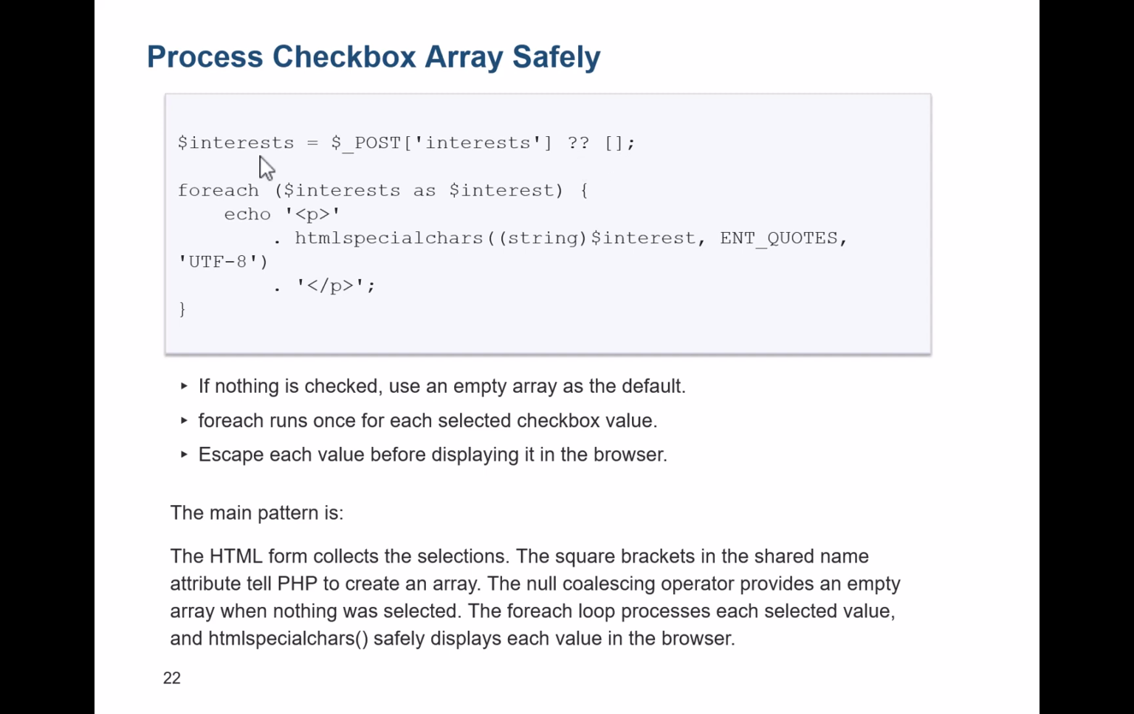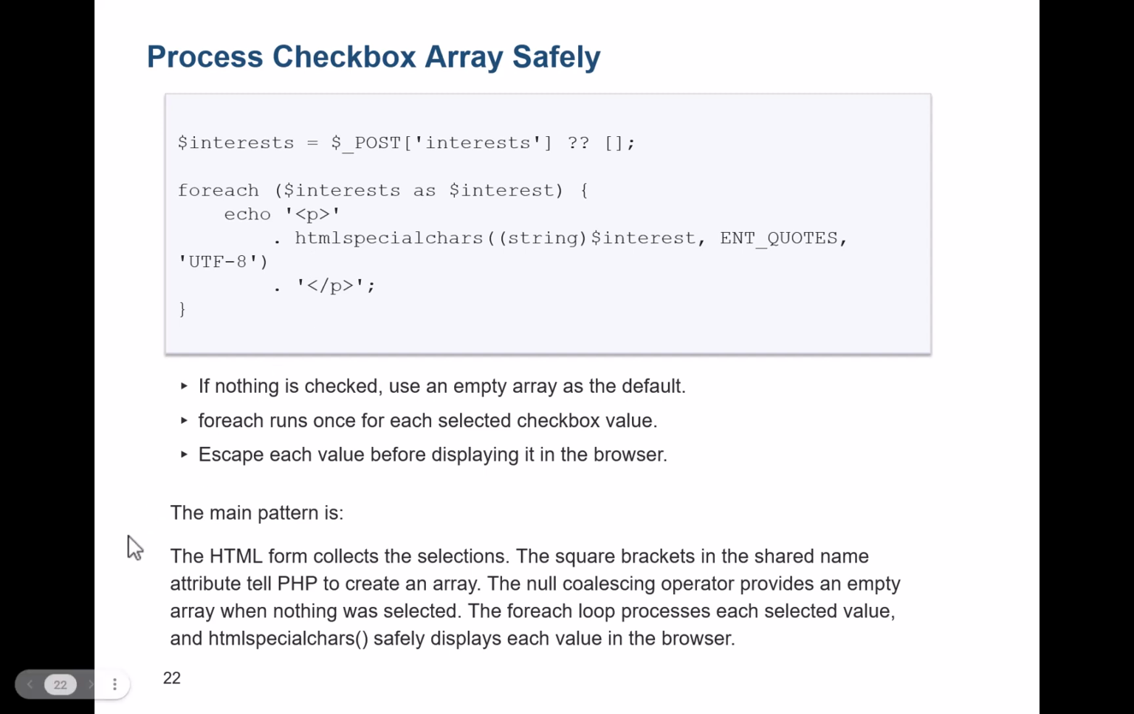Because $interest will be an array, we can process it with a foreach loop. The loop runs once for each selected checkbox. The htmlspecialchars function escapes each value when it is displayed in HTML. When no checkboxes were selected, the array is empty, so the loop does not run. The page continues without an undefined array key warning.